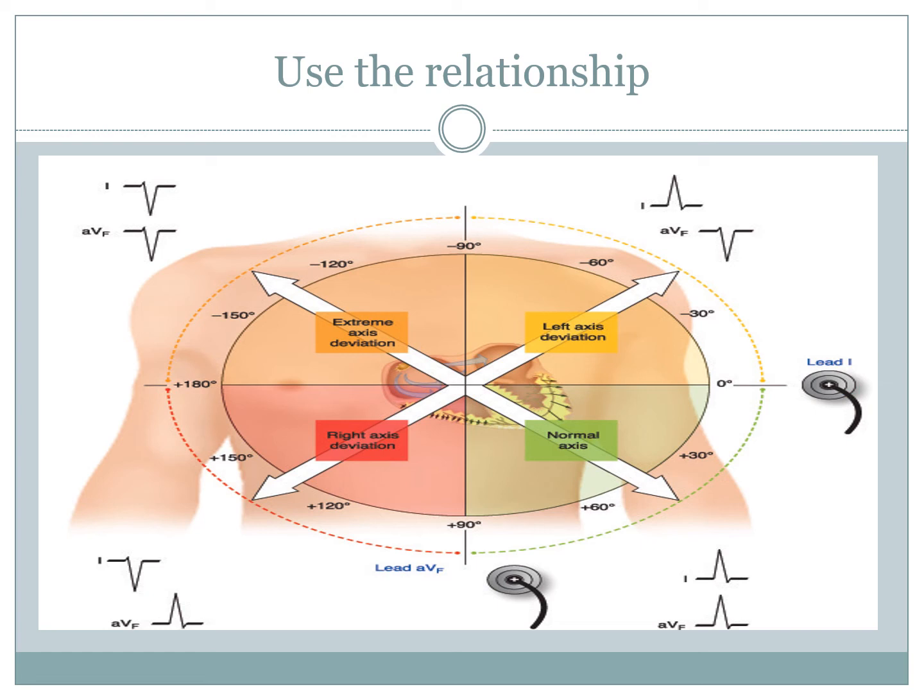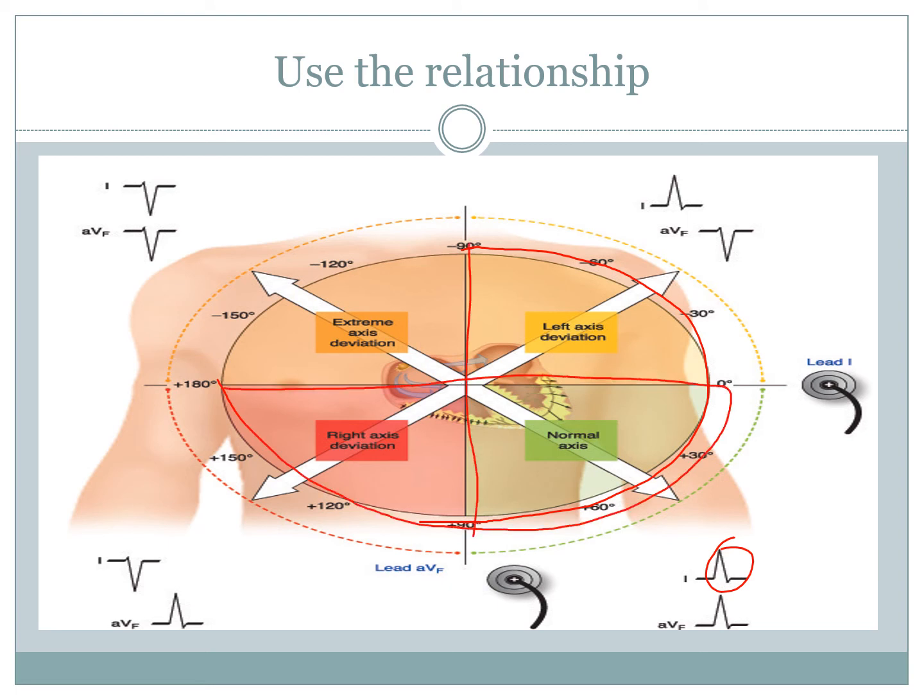So if we look at normal, we've already talked about if it's positive in lead 1, you're going to be somewhere on, looking at the screen, the right hand side of the circle. And if it's positive in AVF, you're going to be looking at the bottom half of the circle. And the way we determine which quadrant we're in is where those two circles overlap. In this particular case, it overlaps between 0 and 90 degrees. Therefore, it is giving us a normal axis.